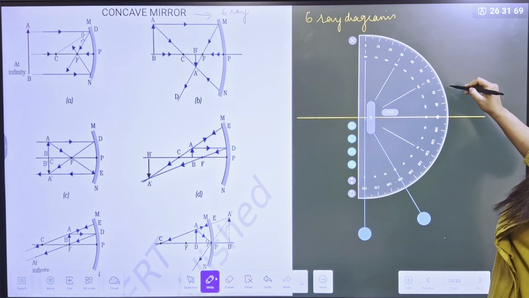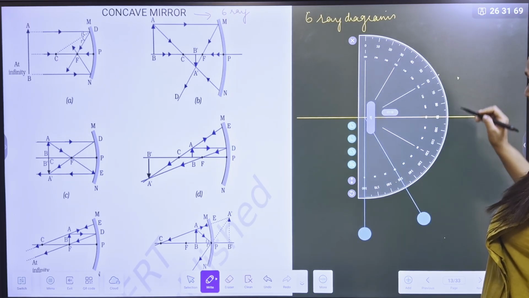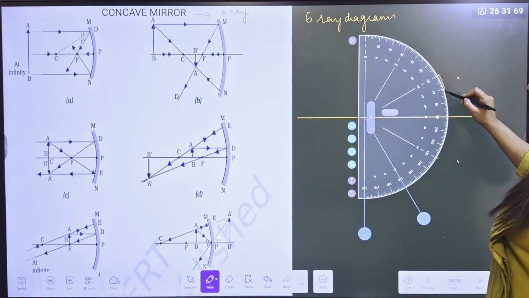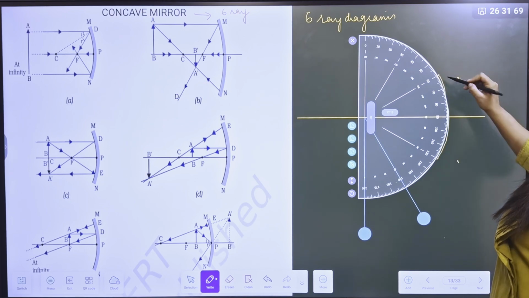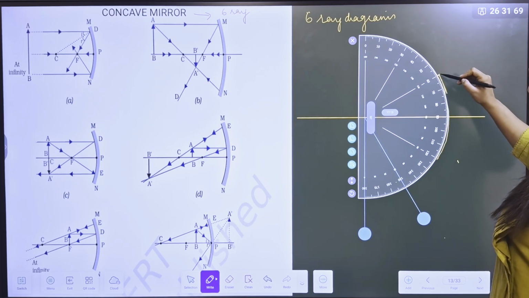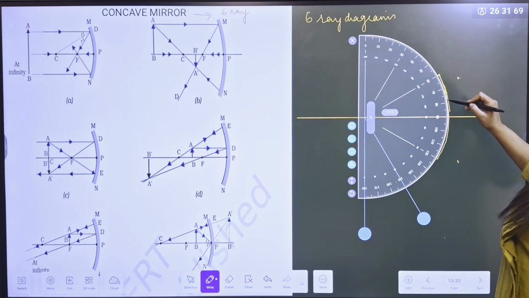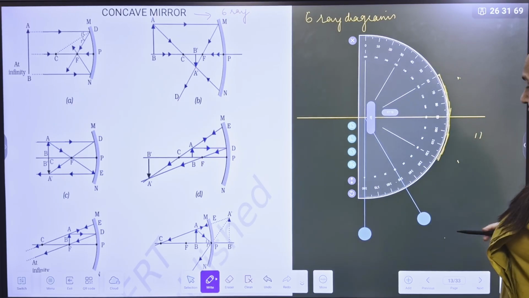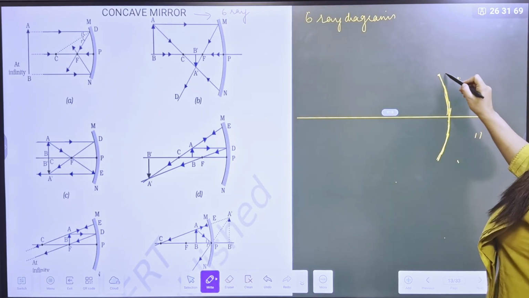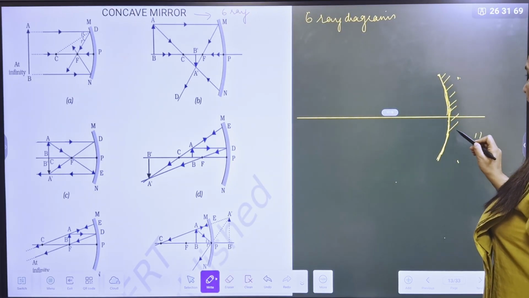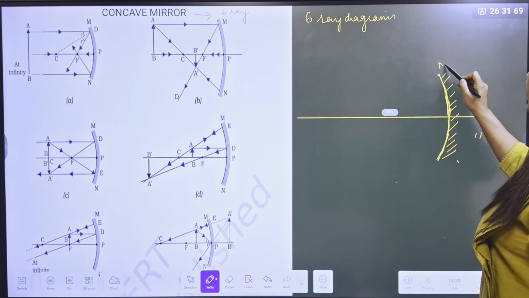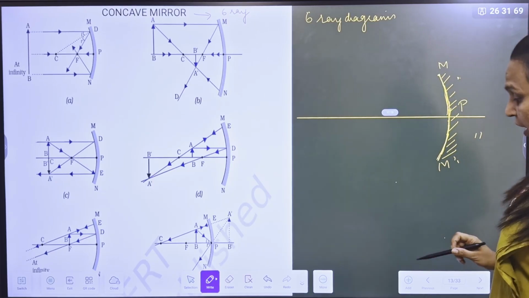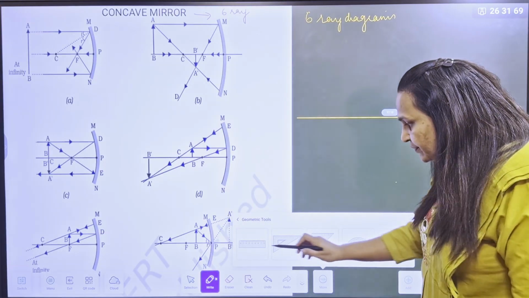Now you can draw the mirror: mark 60 here and 60 here, and you get the perfect diagram. This is your mirror. Just draw the mirror with a pencil. You can draw a little bit thick mirror also, that's absolutely okay. Do the coating. I hope everybody is getting it. This is mirror MM dash. This is the pole.